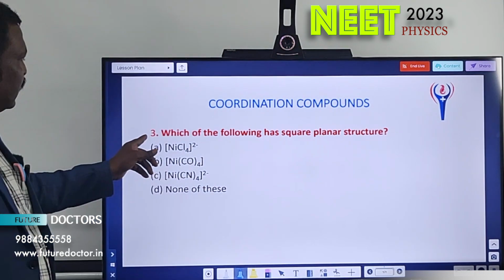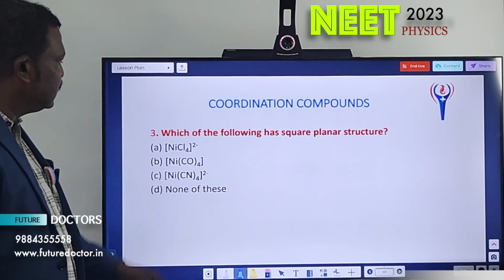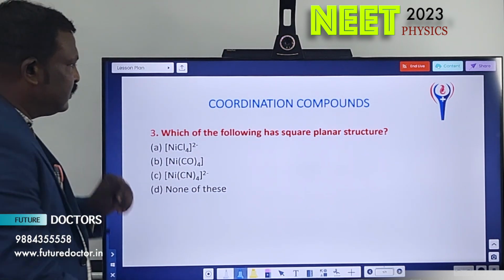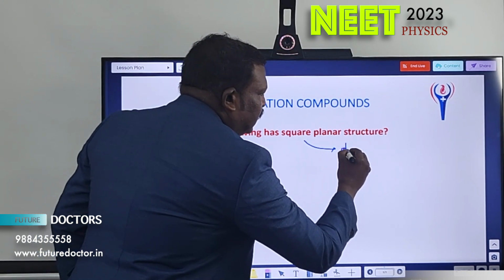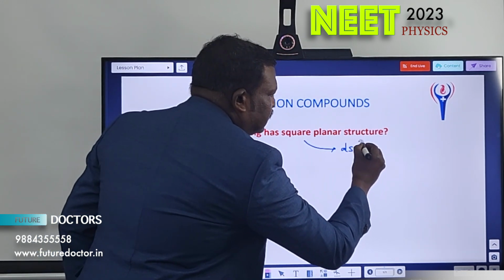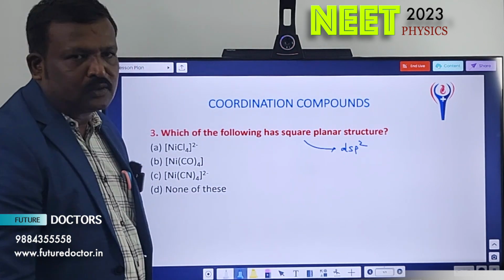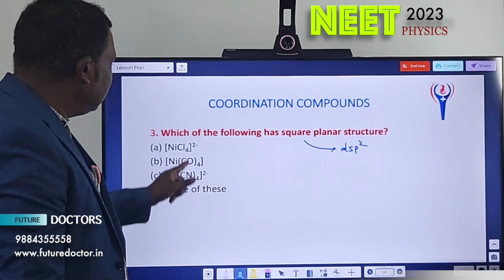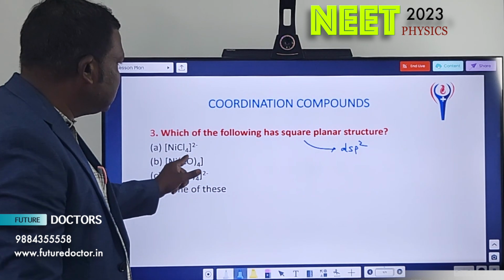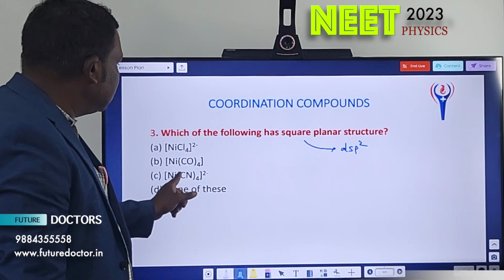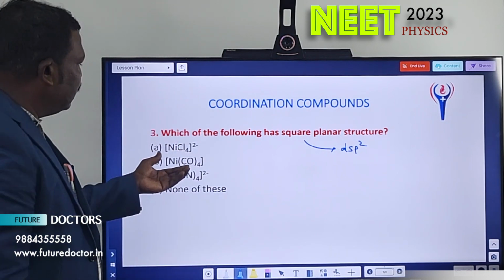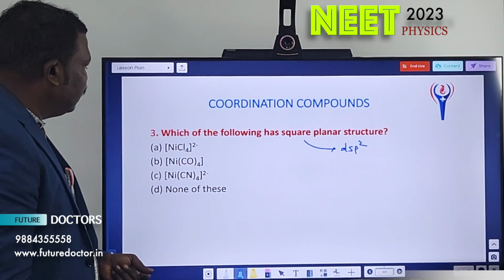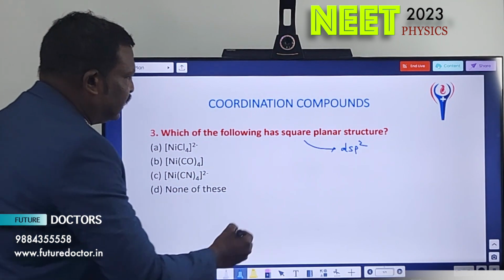Understood? Right. Third one, which of the following is a square planar structure? Square planar structure means we can decide from the hybridization only. If you have dsp2 hybridization, the complex has a square planar structure. Understood? So here we have to find out which one is dsp2 hybridization. Here we have to work them out, and then only will we be able to find out. So first of all, I am going to work out the first one.